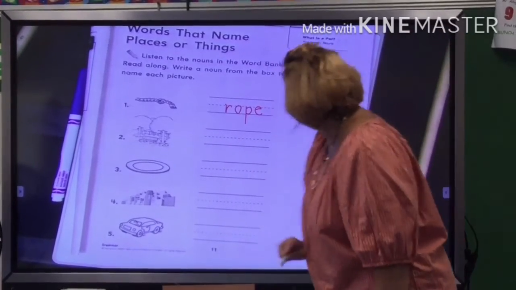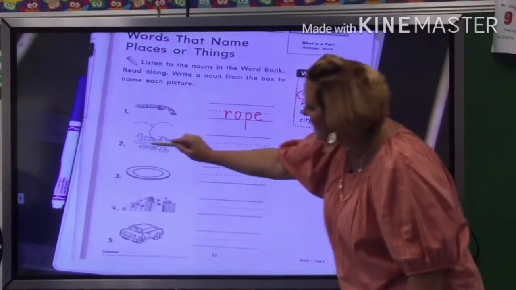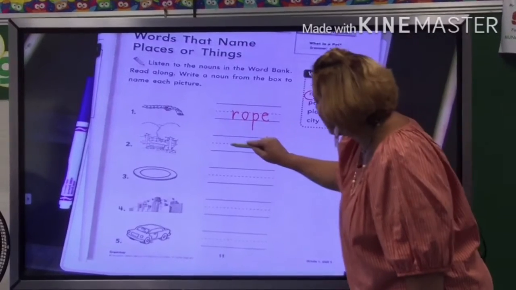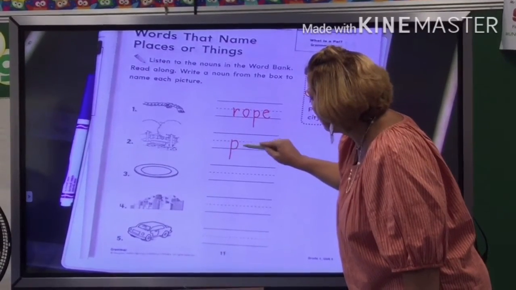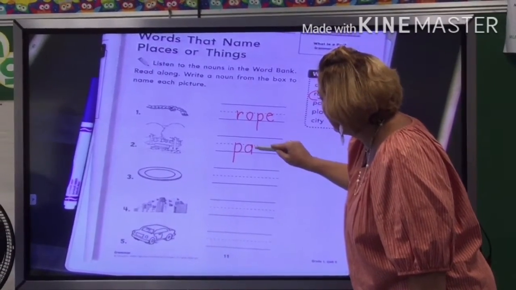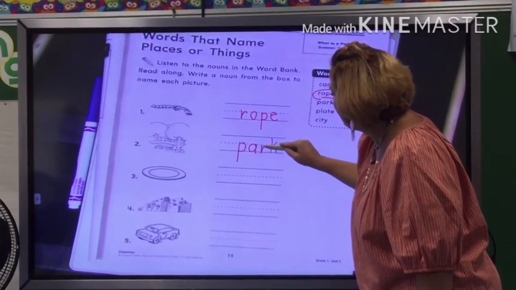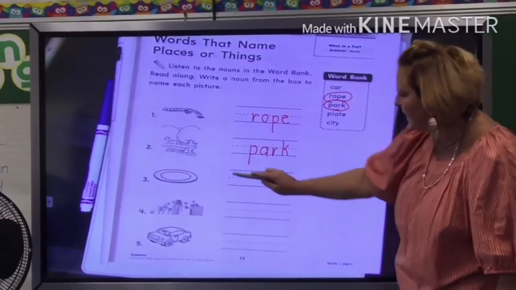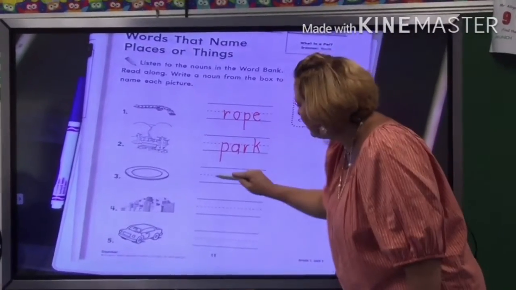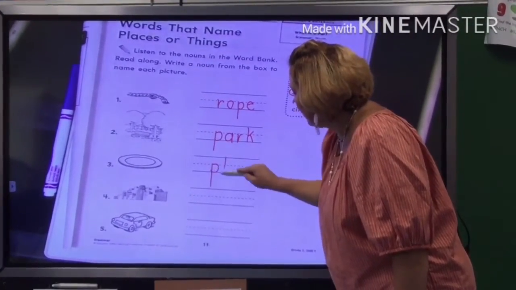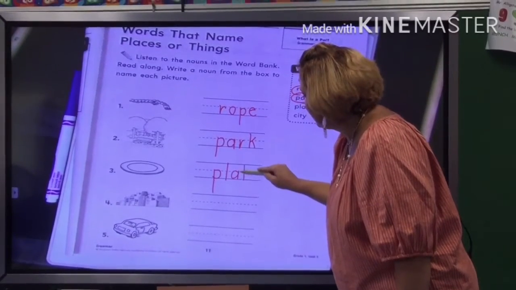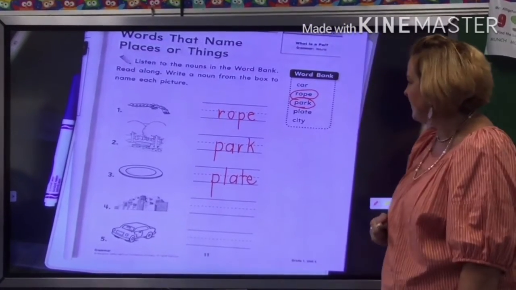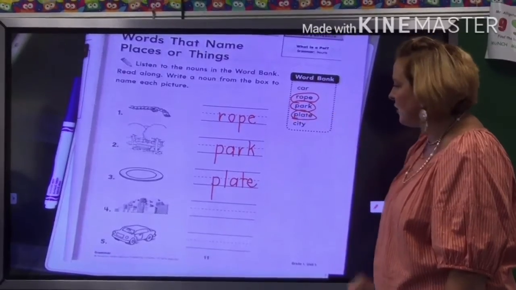Look at number 2's picture. What is that a picture of? There's a little bench there with trees. It's a park. So put park on the line. P-A-R-K, park. Number 3, look at the picture, plate. P-L-A-T-E, plate. Circle it because we used it.